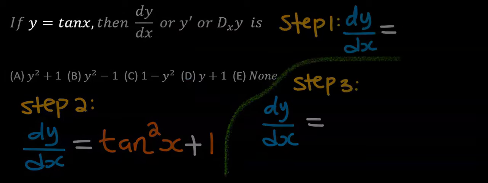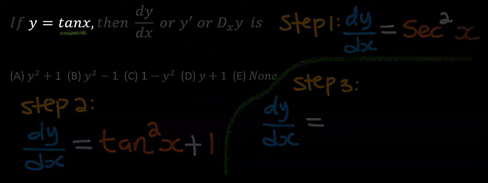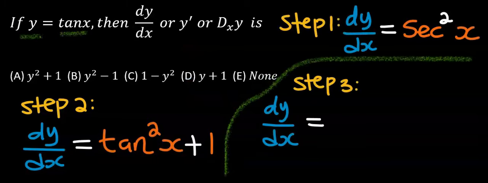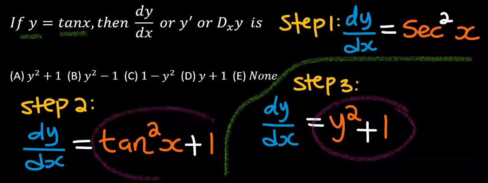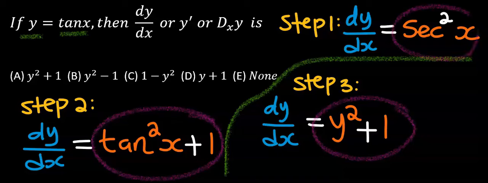In step number 3, instead of tan x, I can now replace it with y. Hence, we are going to have y squared plus 1 instead of tan squared x plus 1, which we actually replaced sec squared x with. From the options, our answer is A.